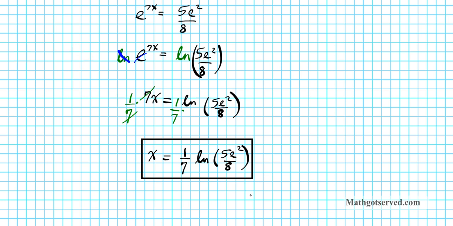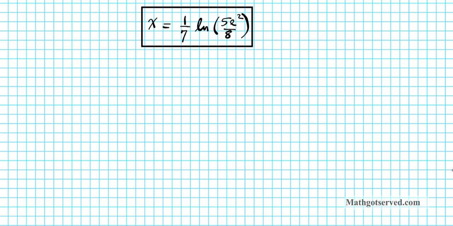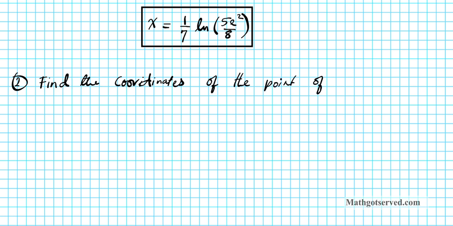All right, let's take a look at question number 2. For question number 2, the task is to find the coordinates of the point of intersection of y equals e to the 4x and y equals e to the 2x.